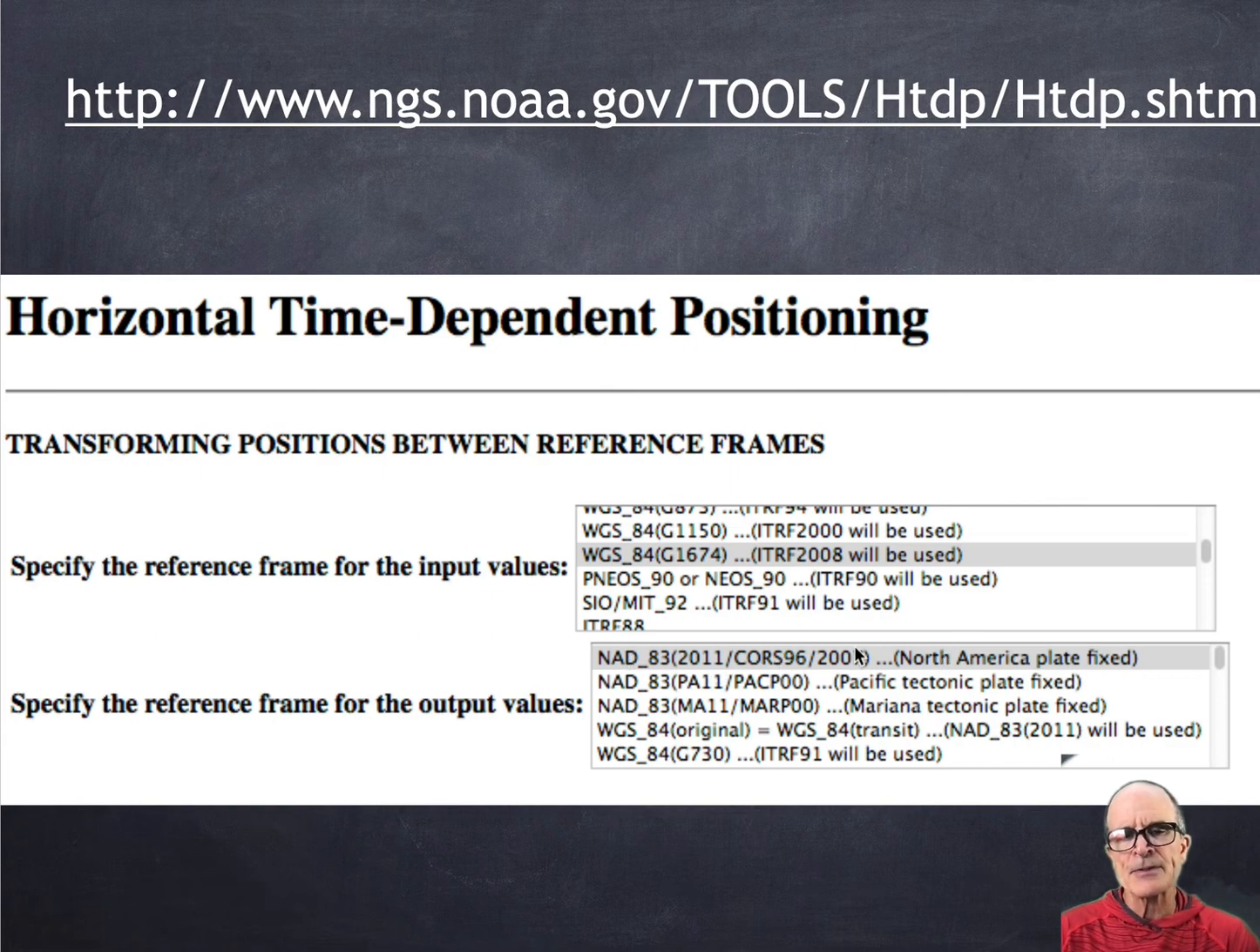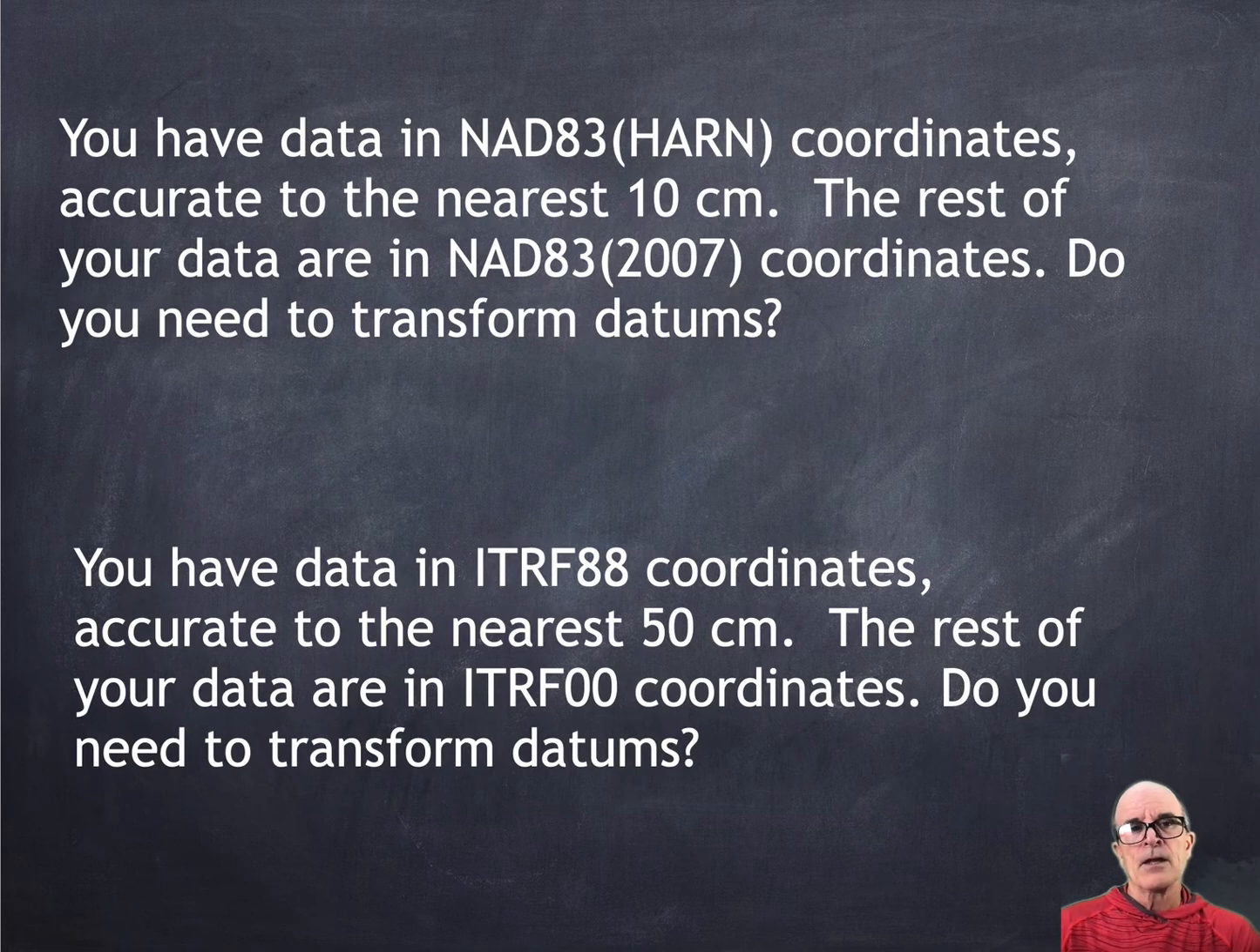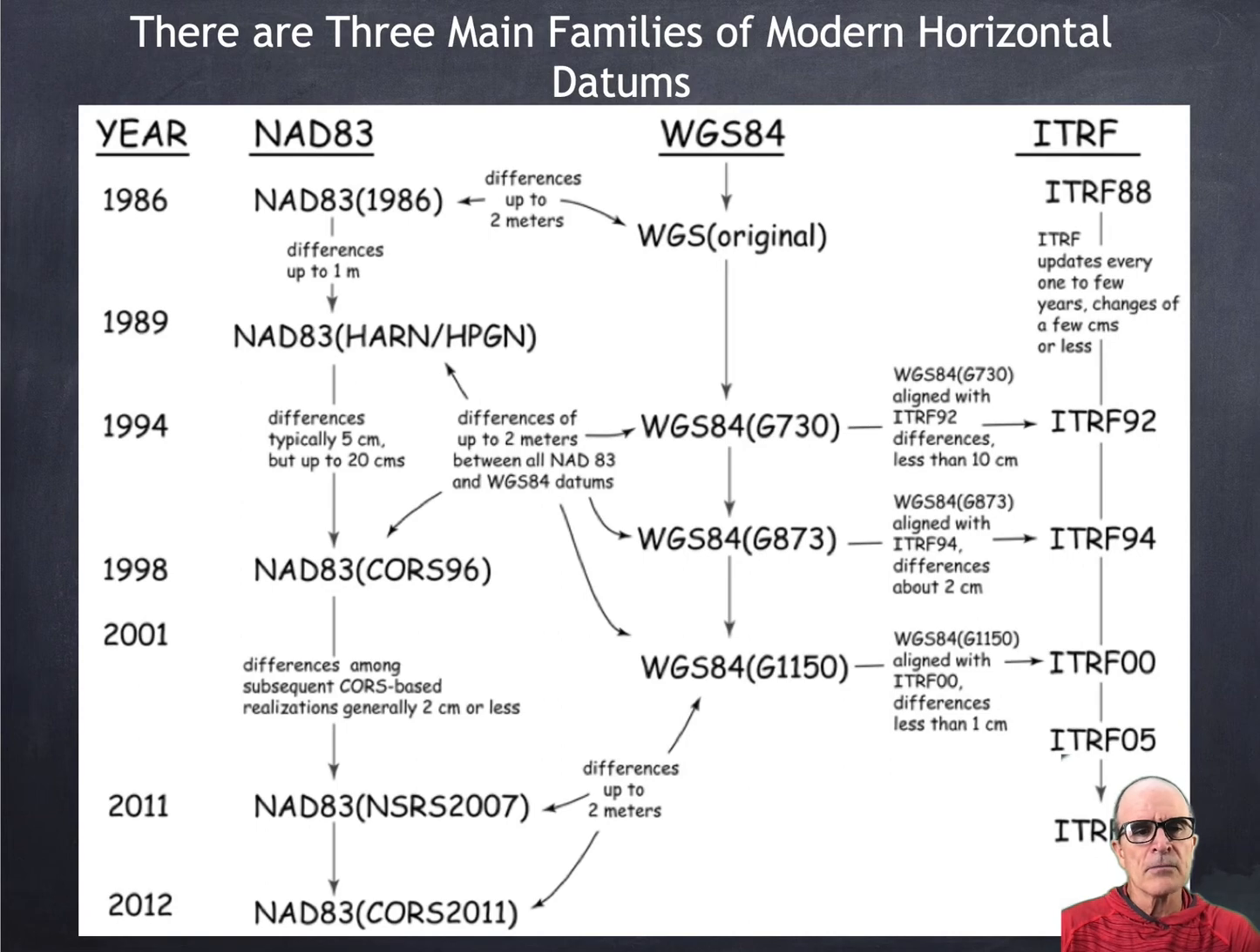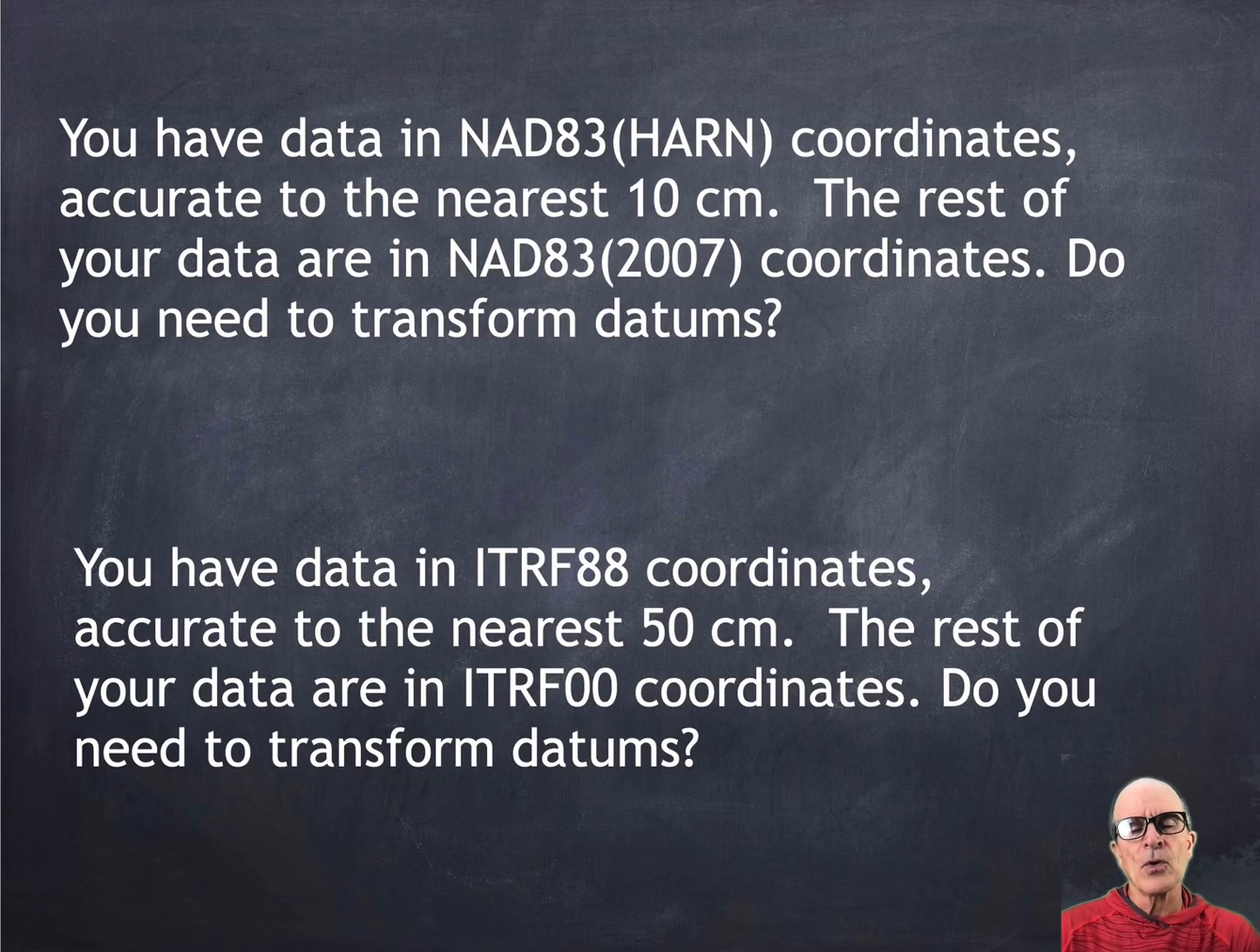Now, why are these all the same? It's because the transformation doesn't distinguish between them, because the accuracy is less than the difference. So this might be 1 centimeter difference between the 2011 and the CORS96, and the way they fit these transformation equations, it maybe isn't accurate to within a centimeter. So they just say, oh well, they're all the same as far as we're concerned, right? You can use that table I showed, this figure, to answer questions about when you do or don't have to do datum transformations.